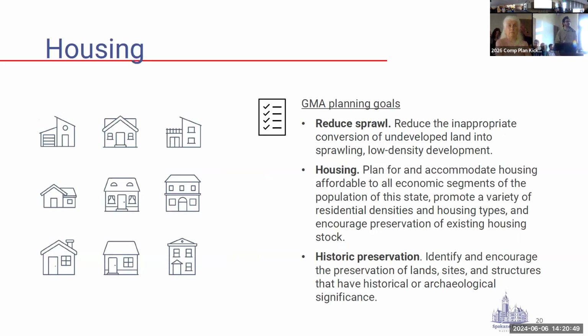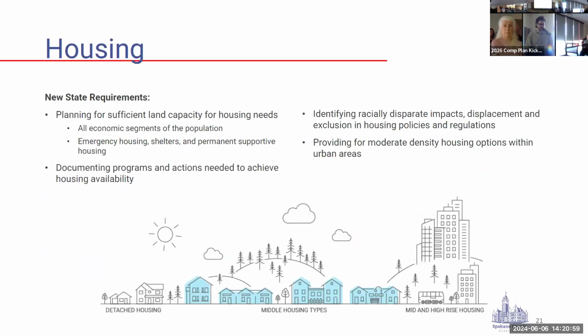Spokane County has a lot of history reflected in its architecture and areas, and so identifying and encouraging the preservation of historic housing stock is also very important. This time around, the housing element's going to be the most robust it's ever been, and that's mostly due to new state requirements that aren't honestly unique to just Washington state. They're more reflective of pretty progressive planning practices nationwide.